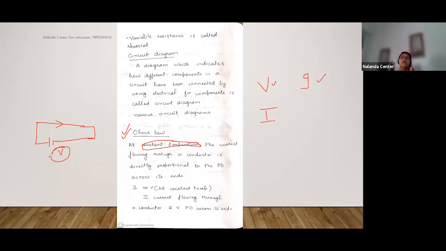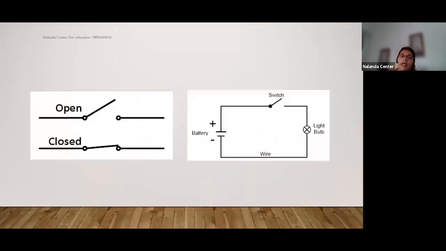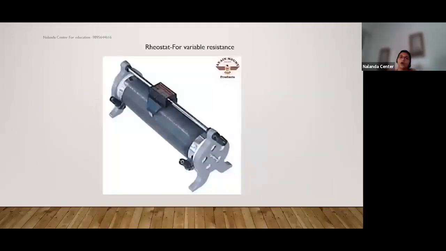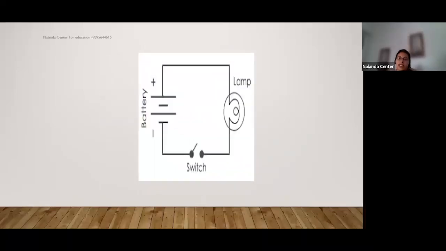Okay, very, very important statement. The current through a conductor is going to be directly proportional to the voltage across the conductor as long as temperature is constant. Okay, so this is a very important formula. Kindly write the formula at the back of your notebook. Okay, so this is the rheostat. This can create variable resistance in a circuit.